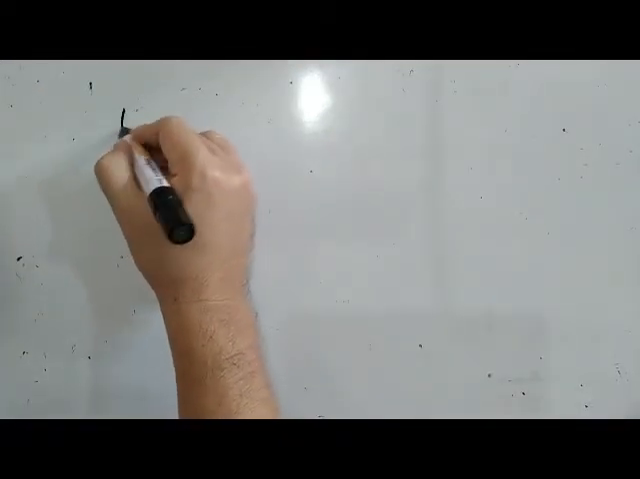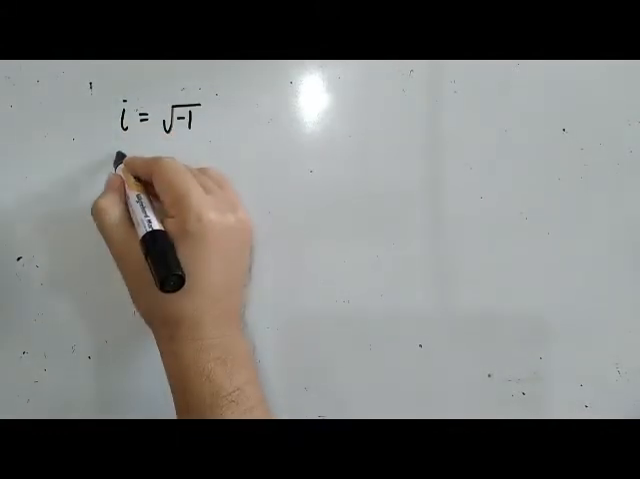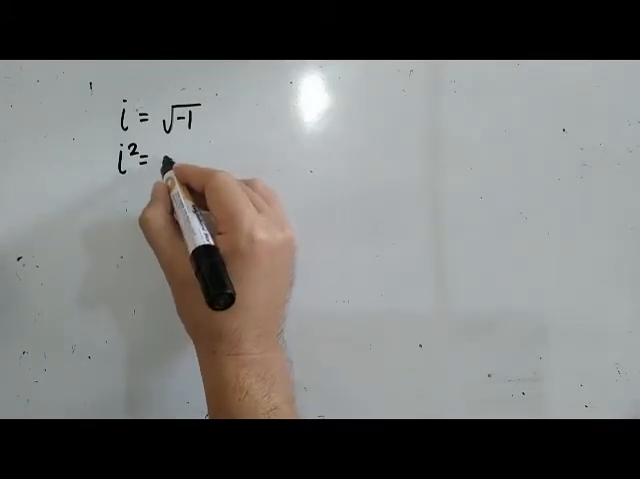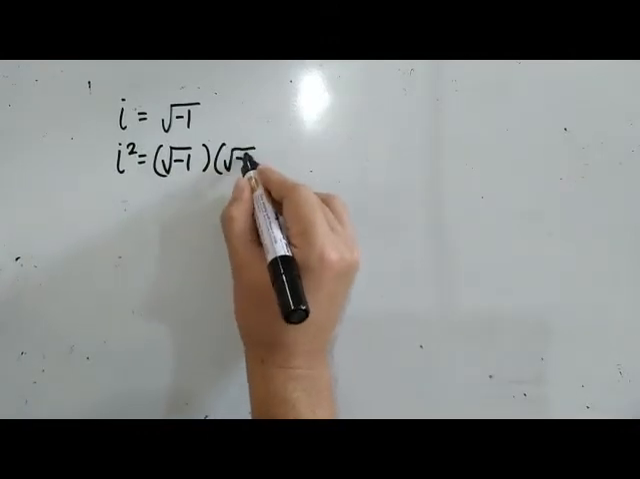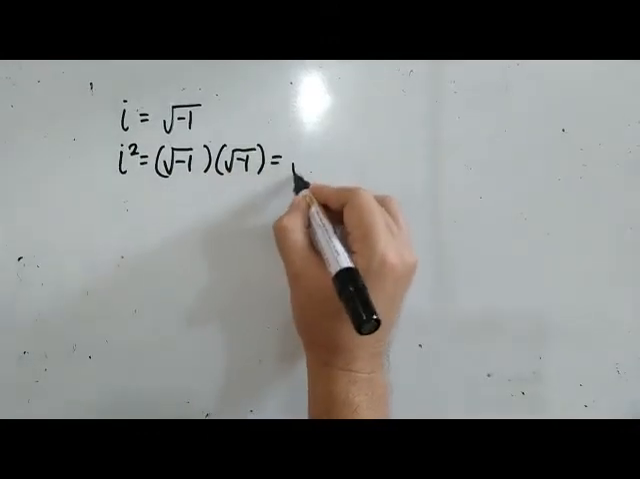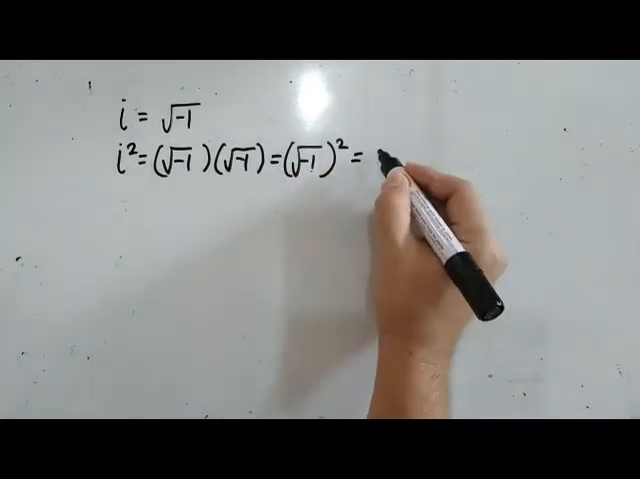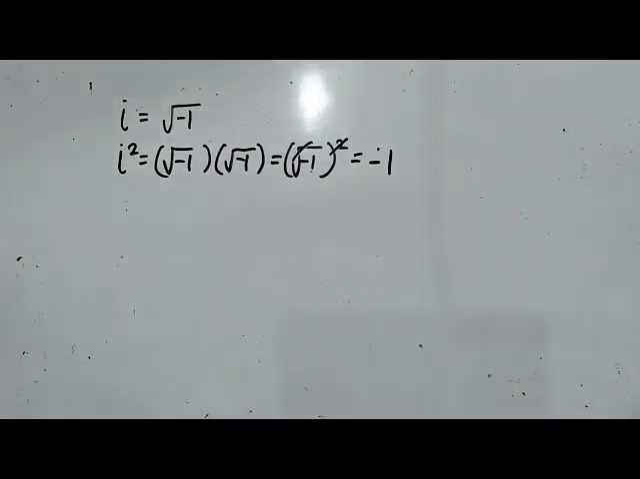I is equal to the square root of negative 1. I squared is equal to the square root of negative 1 times the square root of negative 1, or the square root of negative 1 squared. Therefore, we can say that I squared is equal to negative 1.